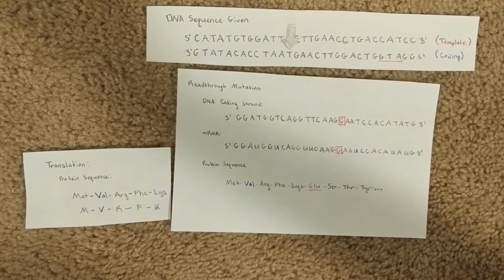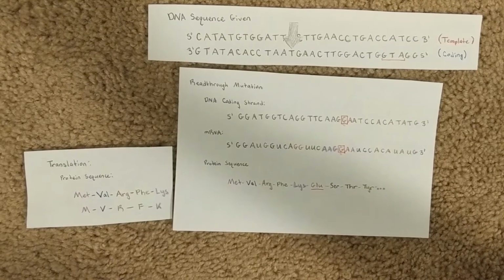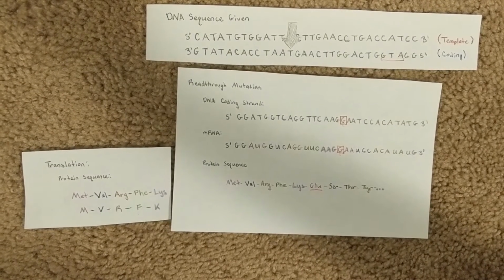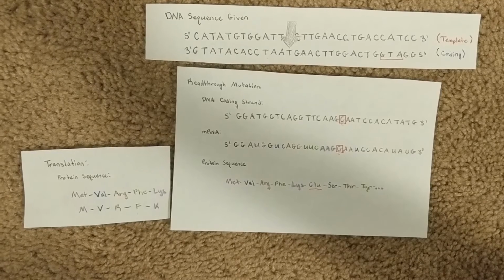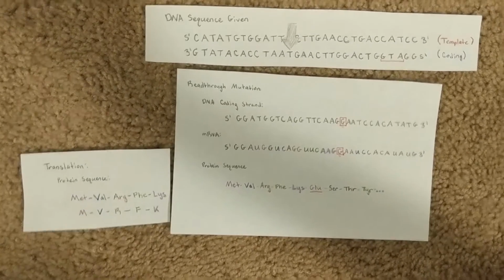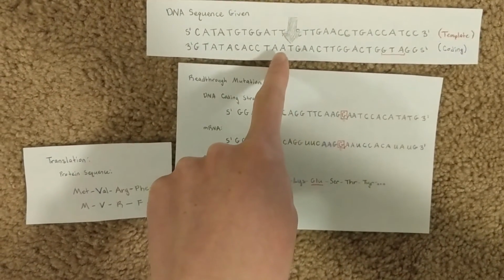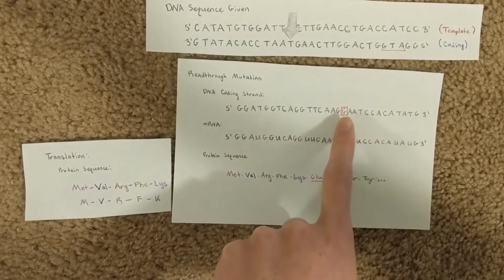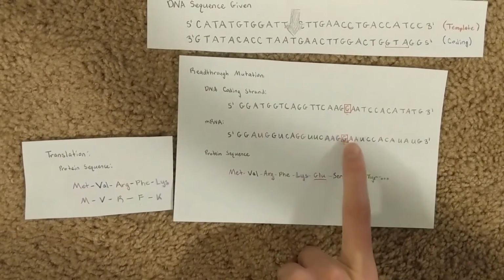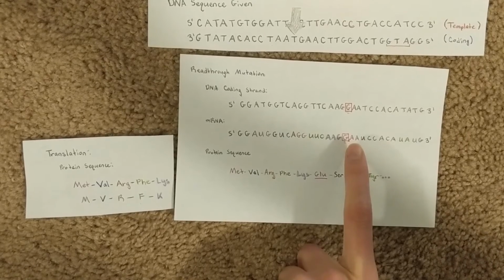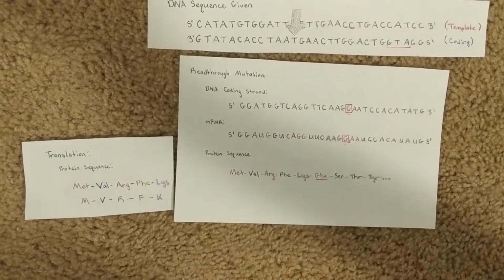The last point mutation is a readthrough mutation. This mutation changes the stop codon to a codon that codes for an amino acid, resulting in a longer amino acid chain. If the T here in the original DNA sequence is changed to a G in the new sequence, the codon changes to GAA, which codes for glutamic acid, instead of a stop codon.